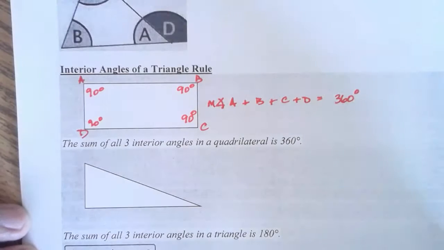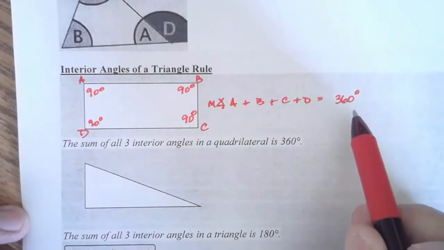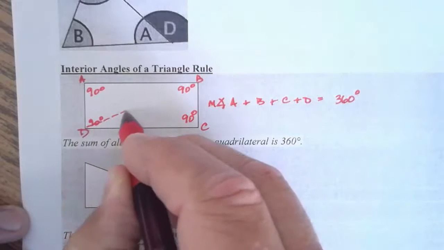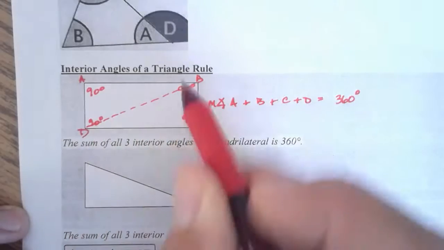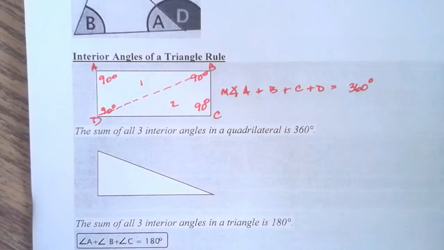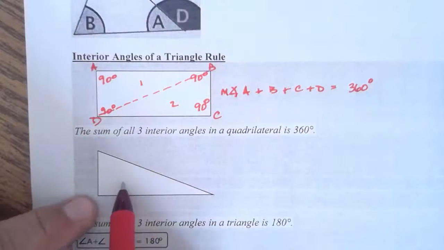So for any quadrilateral, I don't care what kind of quadrilateral, if it's a square, a rhombus, a parallelogram, if you add up all the measures of the 4 interior angles, it's going to equal 360 degrees. Well, if you notice, if I cut this rectangle diagonally, I've got triangle 1 and triangle 2. I've cut that into half. So half of any quadrilateral is a triangle.